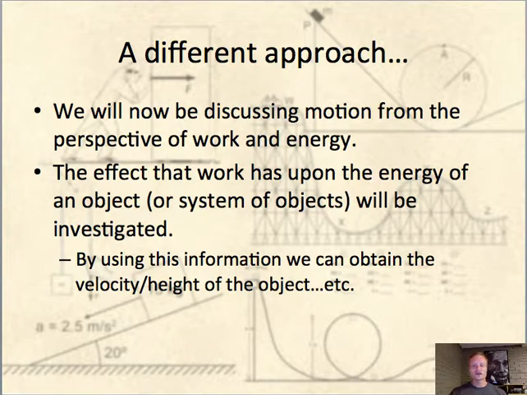Okay, and so we'll be looking at the effect that work has upon the energy of an object or a system of objects. By using that information, by taking the amount of energy used by an object, we can then obtain things like velocity, height, and all that good stuff. So we're still using the same ideas, but now we're taking a different perspective to what we have been doing previously.